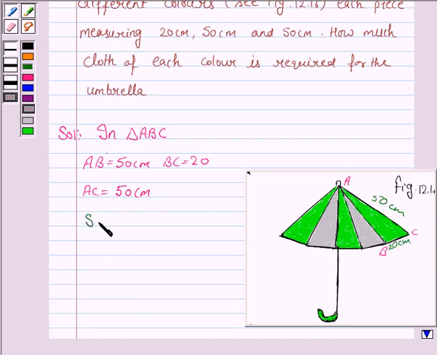For that we need to find S, which is (A plus B plus C) by 2. Here A is 50, B is 20, C is 50, upon 2, and this is equal to 60. Now we find the area of triangle ABC.